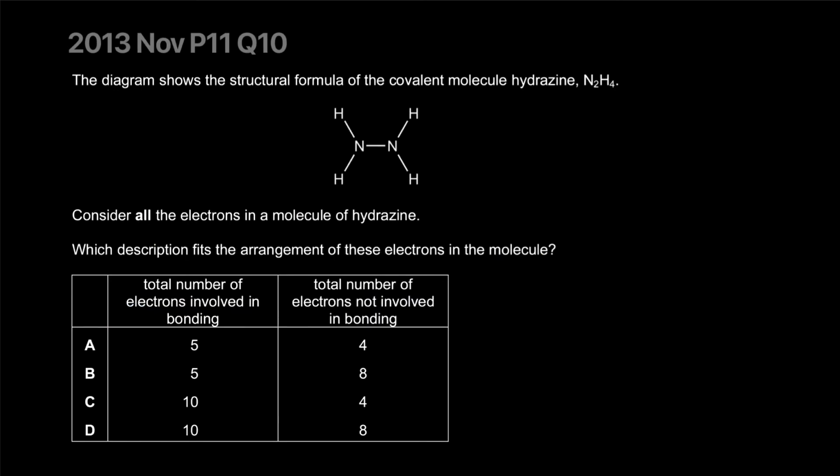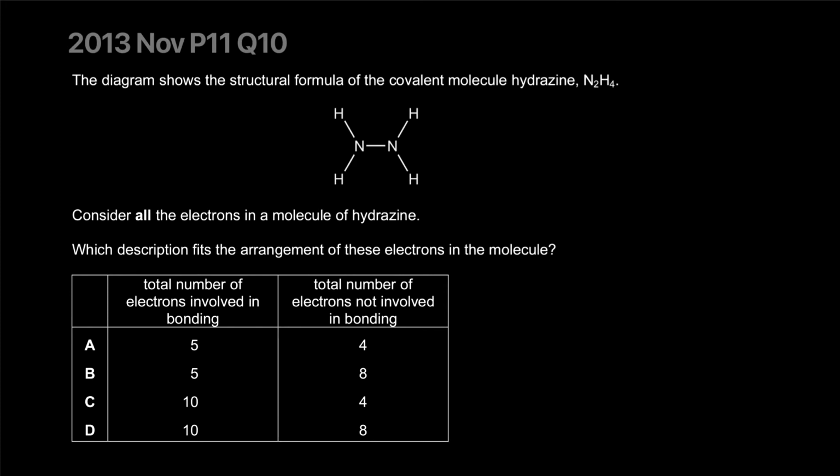Not that this question is difficult, but I think people forgot to consider all the electrons in the molecule. So one caveat, and I think most people ended up doing this question wrong. That's what the examiner report highlights as well, right? So the diagram shows the structure of hydrazine. This here is hydrazine, and we have got to figure out how many electrons in total are involved in bonding and total number of electrons not involved. So total, not just valence, but all the electrons.